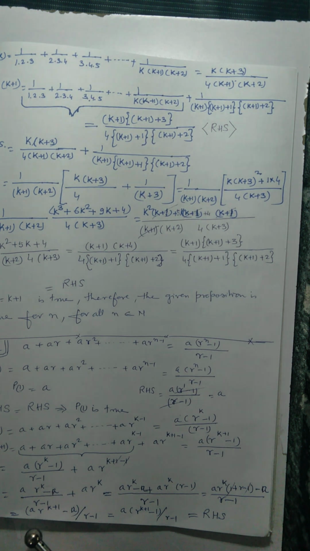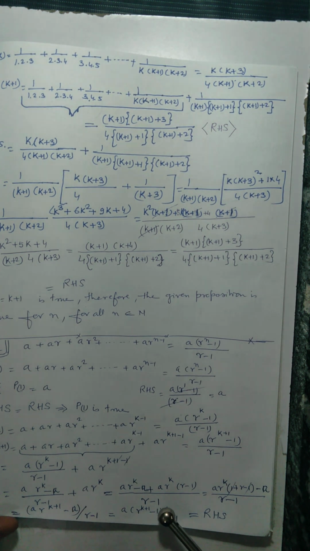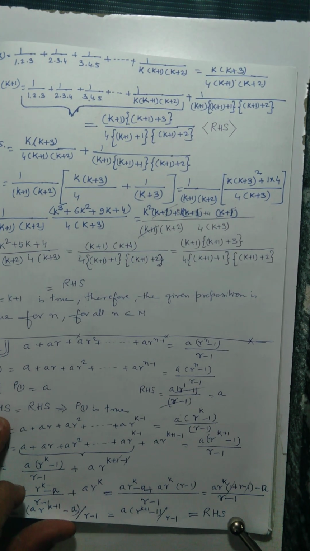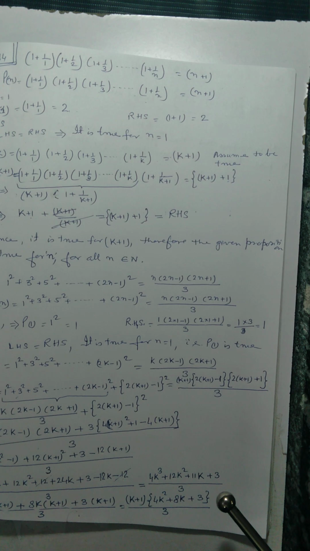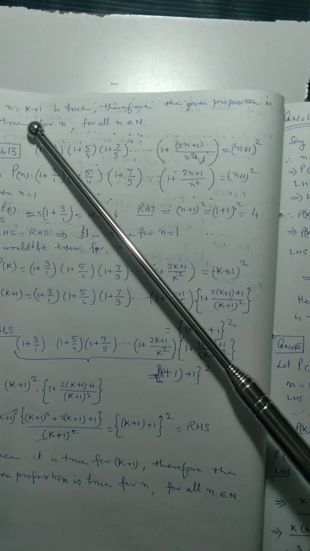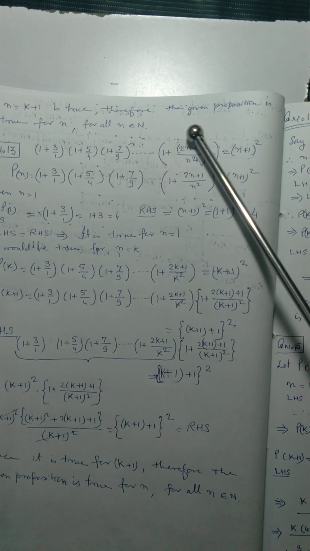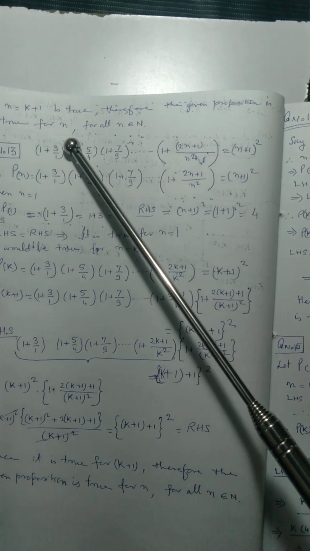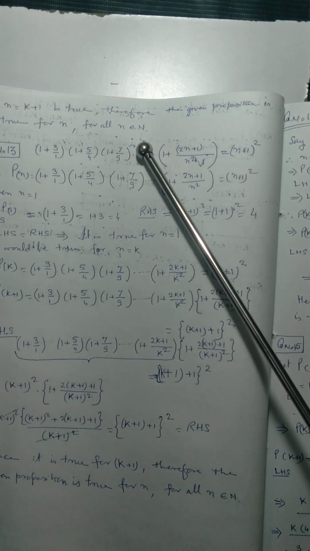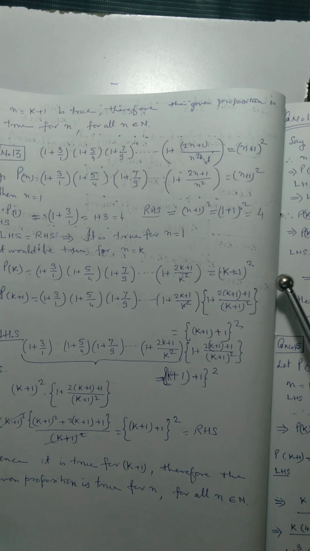So here a r raised to power k plus 1 minus a whole divided by r minus 1, and it will be equal to a in bracket r raised to power k plus 1 minus 1 whole divided by r minus 1, and it will be equal to right hand side. Hence n is equal to k plus 1 is true. Therefore the given proposition is true for all n belongs to natural numbers.